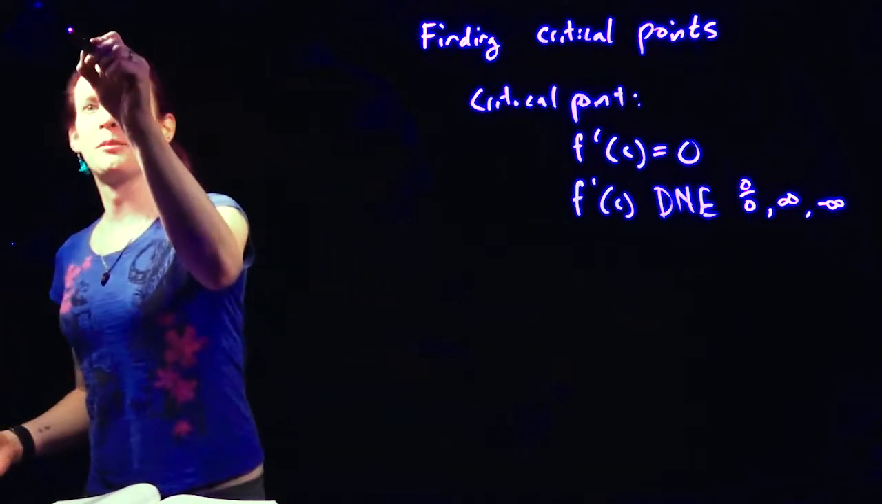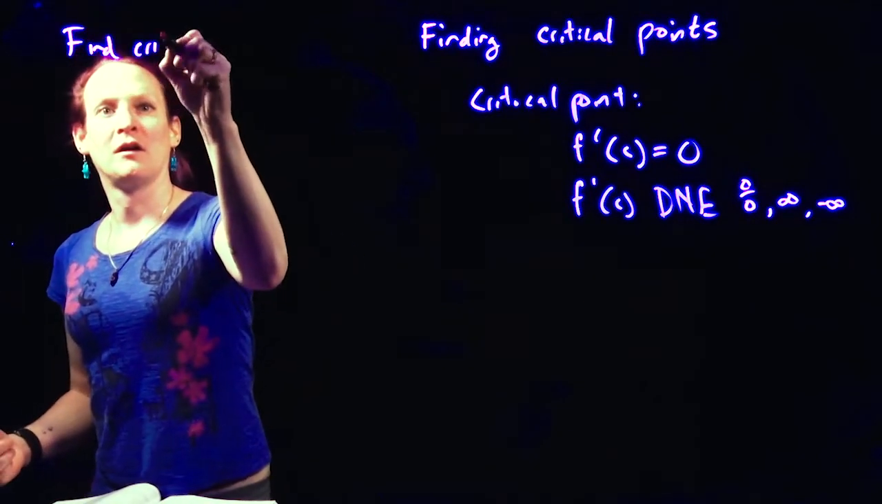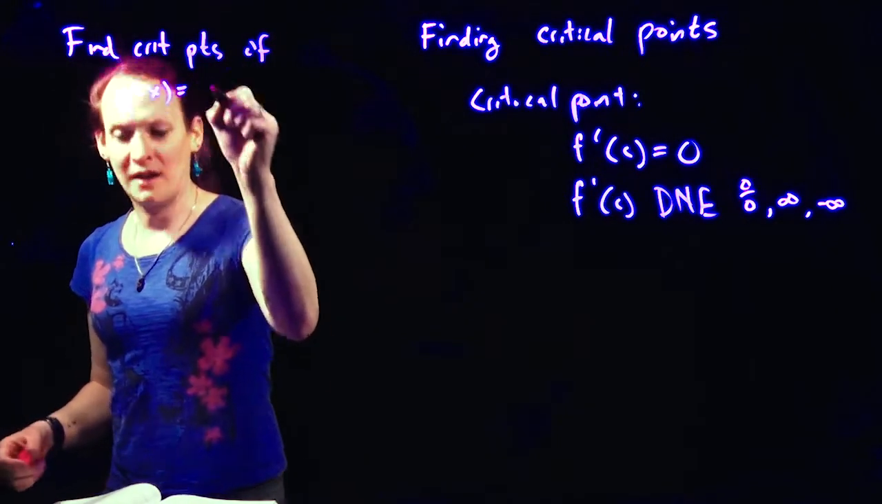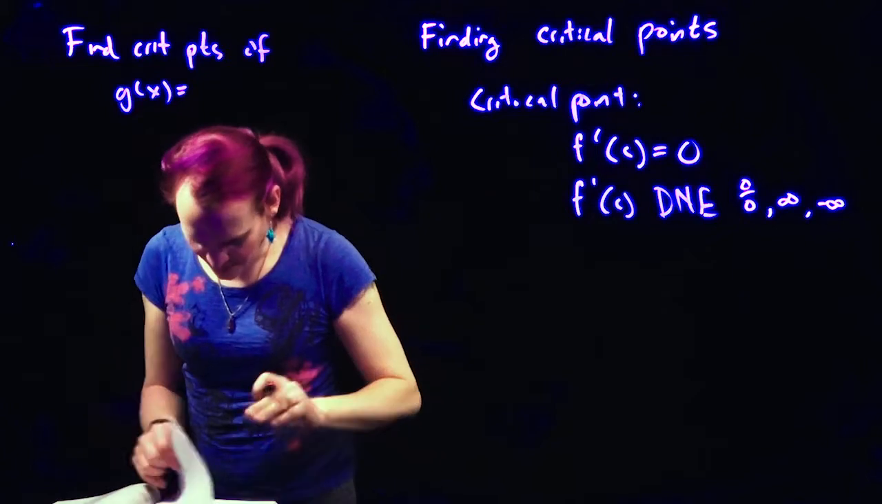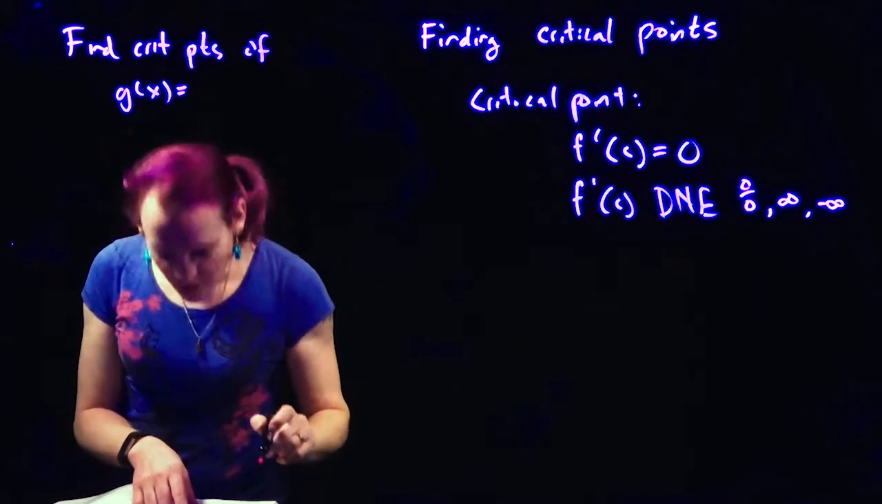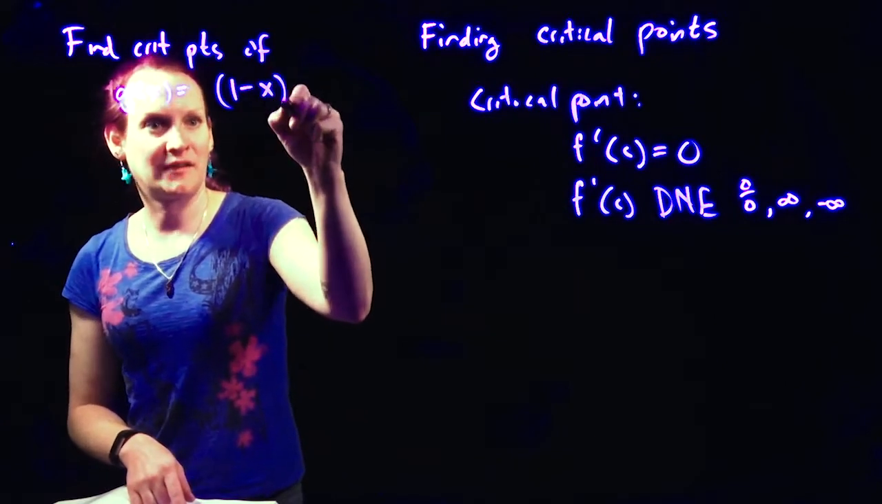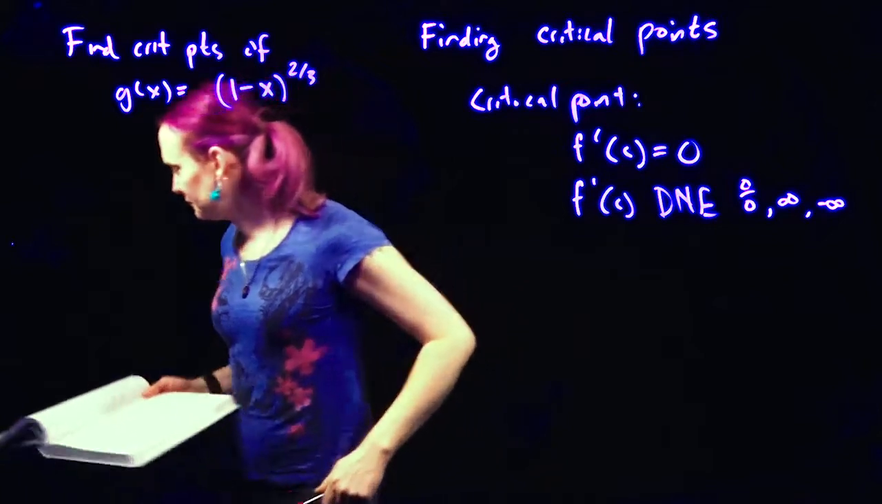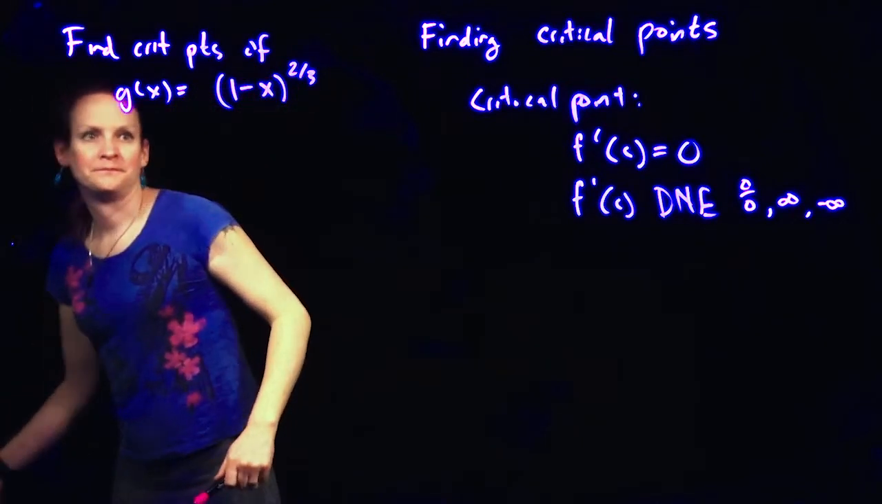Okay, so let's find the critical points of g of x, and let's take g of x equal to 1 minus x to the 2/3.